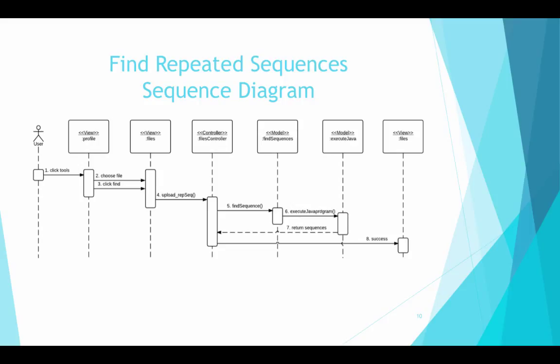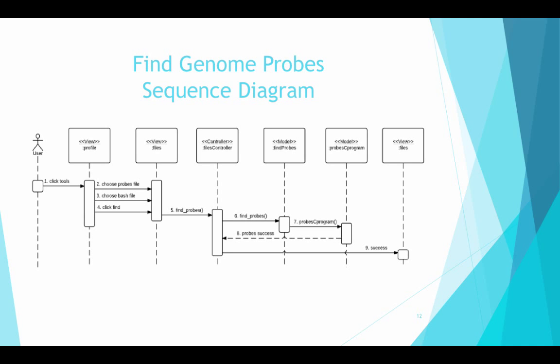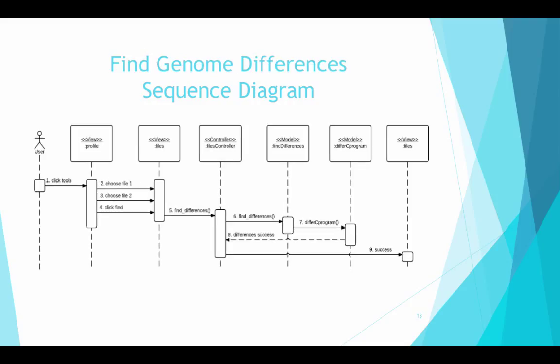Now we are showing the sequence diagrams for the most important part of the application, the algorithms. This is the find repeated sequences diagram. This is the analyze types sequence diagram. This is the find genome probe sequence diagram. And finally, this is the find genome difference sequence diagram.